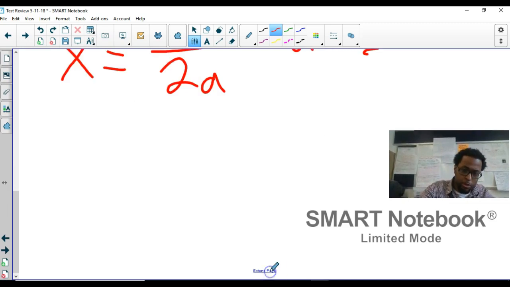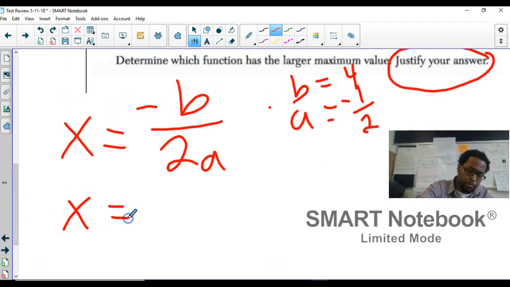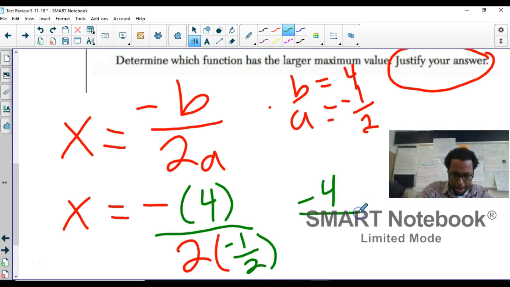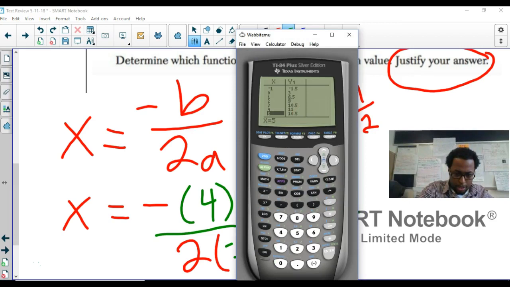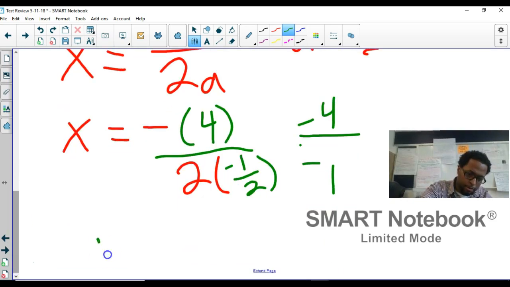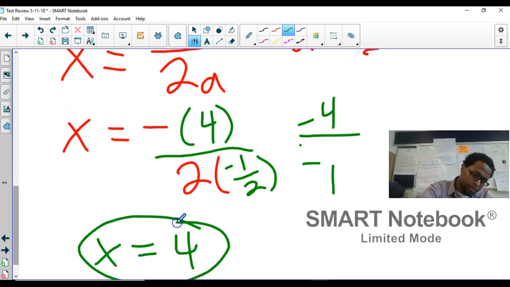So I'm going to plug it all in the calculator. So I'm going to do x equals negative. Instead of b, I'm going to put what b is, which is 4, divided by 2, parentheses, -1/2. Okay? So in this case, I have negative 4 divided by, just so we know how to do this in the calculator, 2, I can actually do parentheses, negative 1 half, in case you struggle with fractions. That is going to be negative 1. Negative 4 over negative 1, I'm going to get x equals 4. Okay, I got x equals 4.